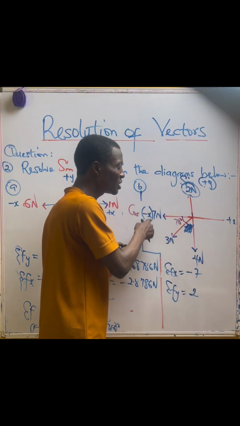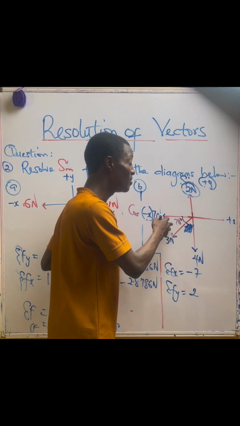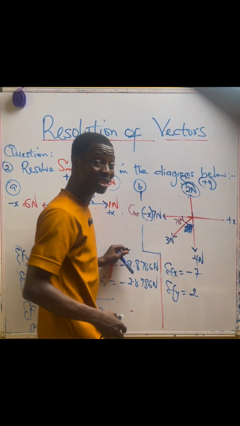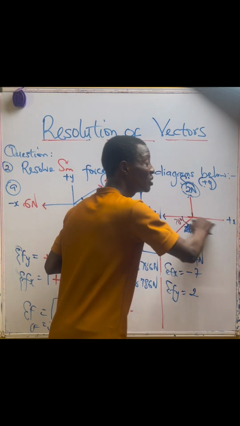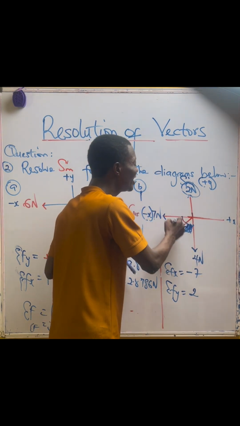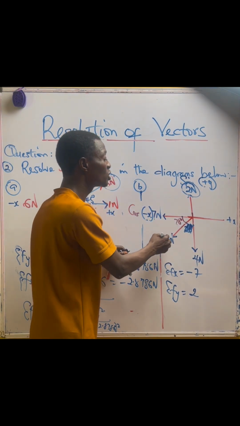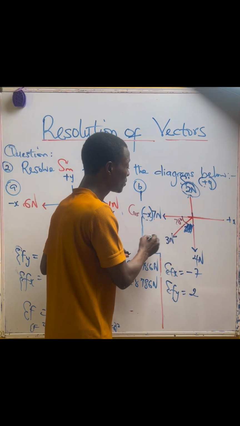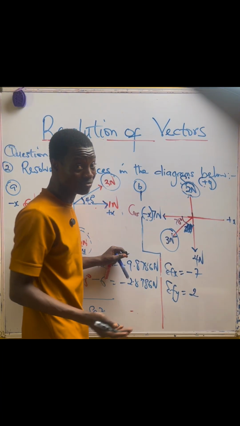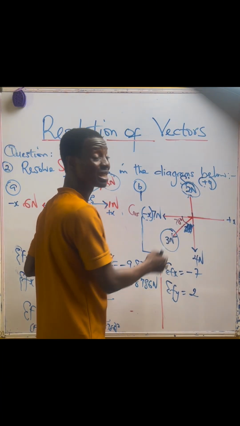Right. Now note that this 7 does not have any business with this 70 degrees here. Why? Because this one is purely on x. Anything that will use an angle here must be a force falling on the z-axis, which is 3. Do you understand? So the 3 owns the 70 degrees.